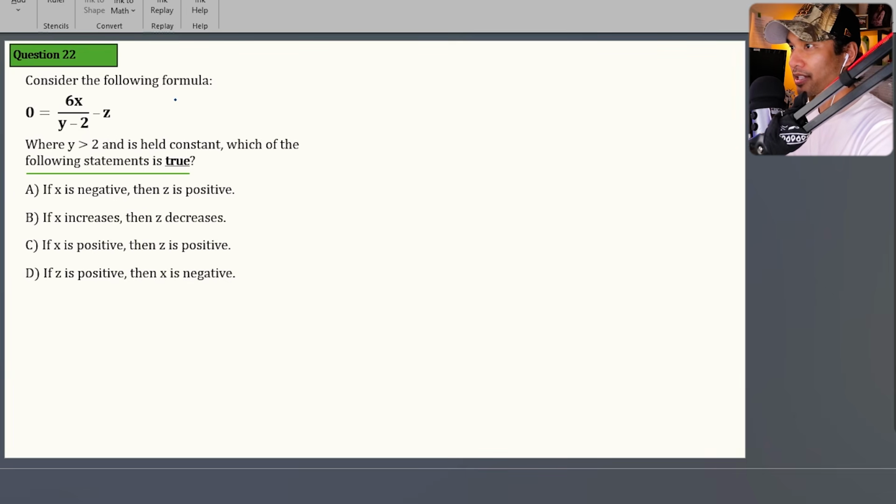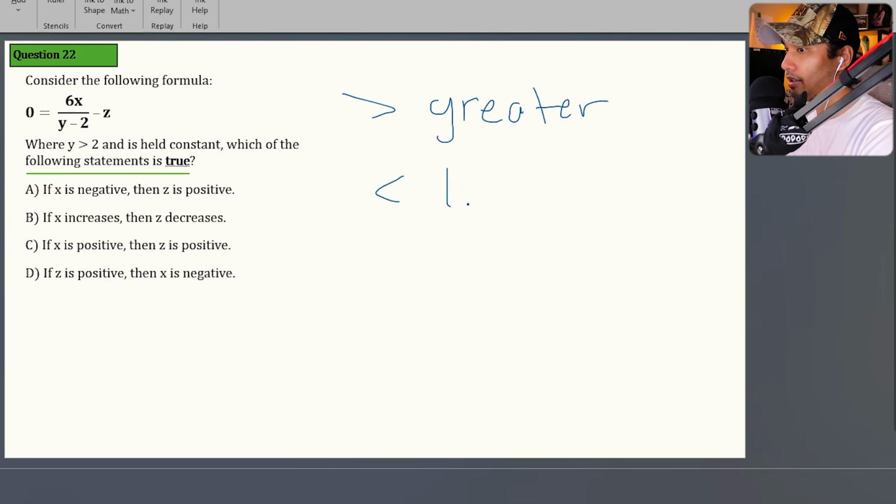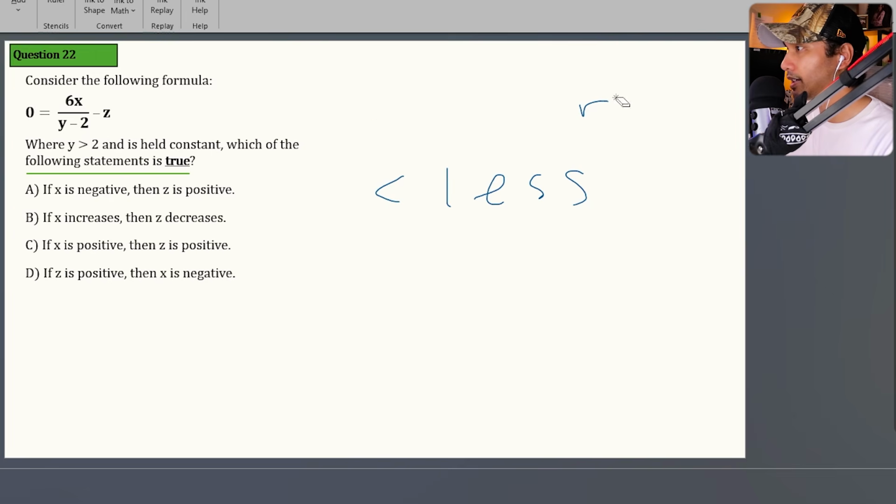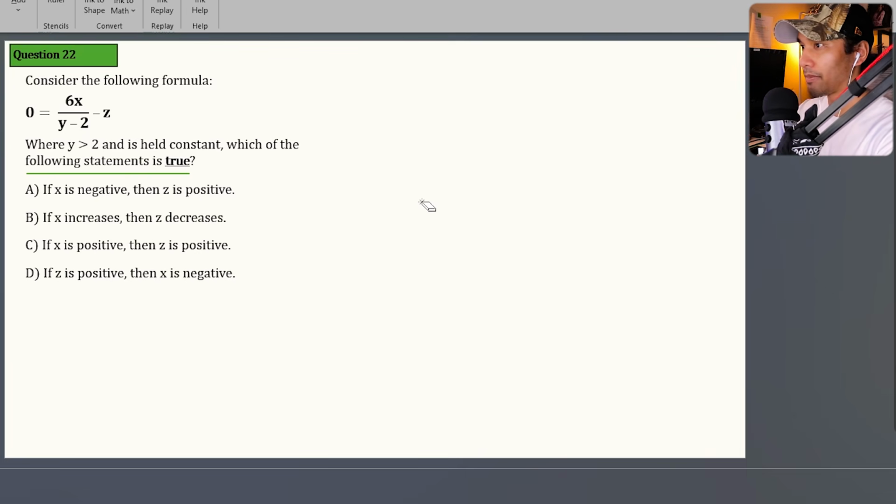So consider the following formula where y is greater than 2 and is held constant. Which of the following statements is true? For this, you need to know that this is greater than, and this is less than. That's just basic algebra. You need to know that. So y is greater than 2 and is held constant. Which of the following statements is true?